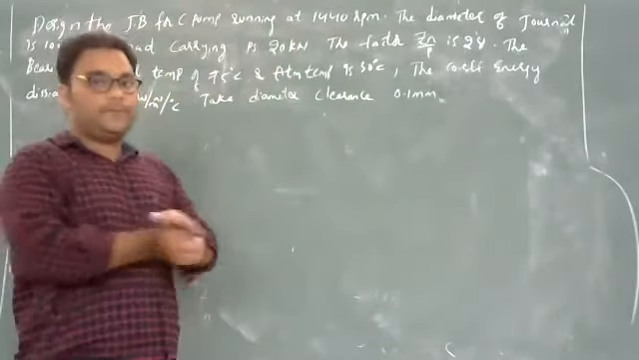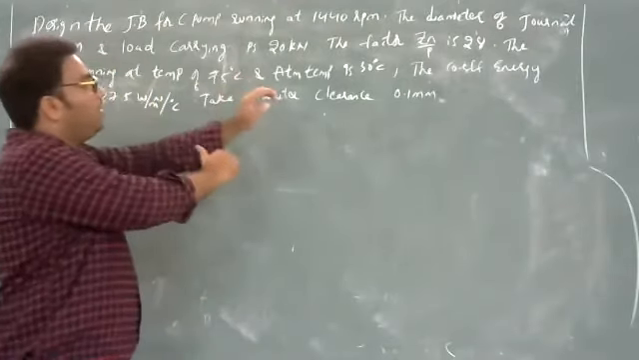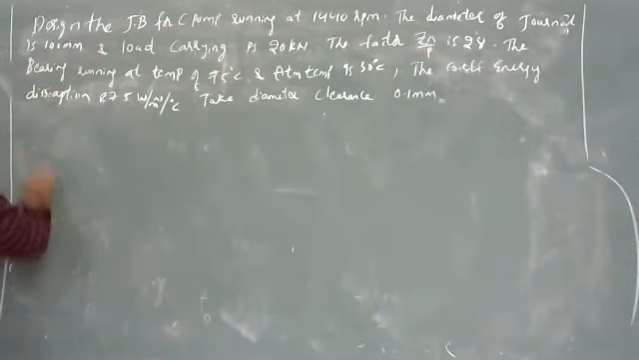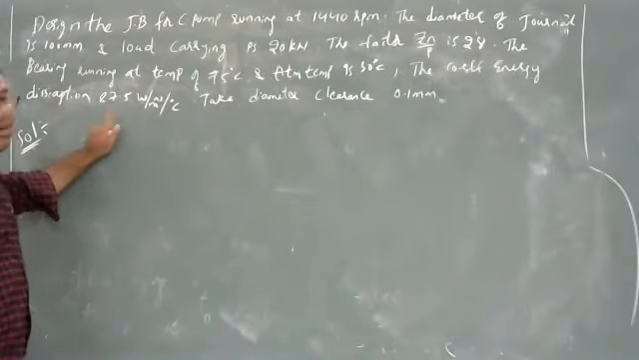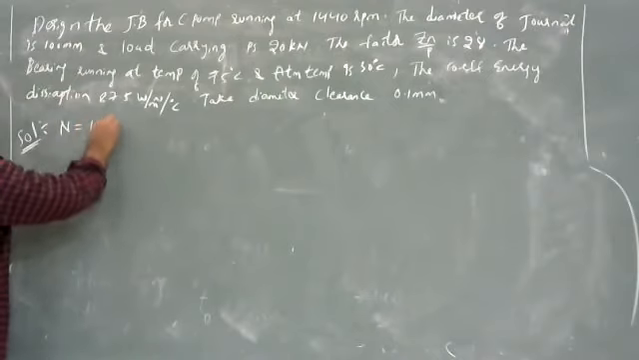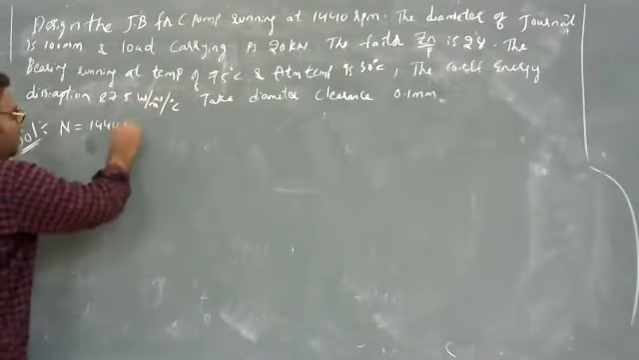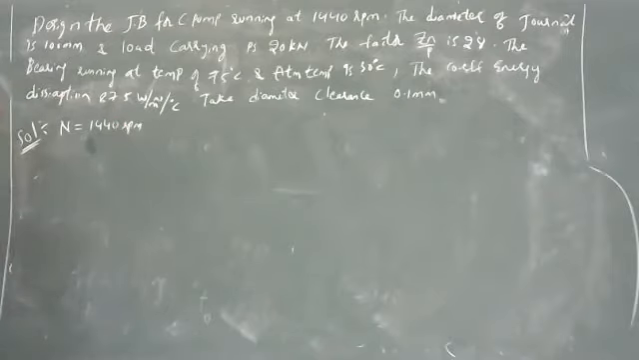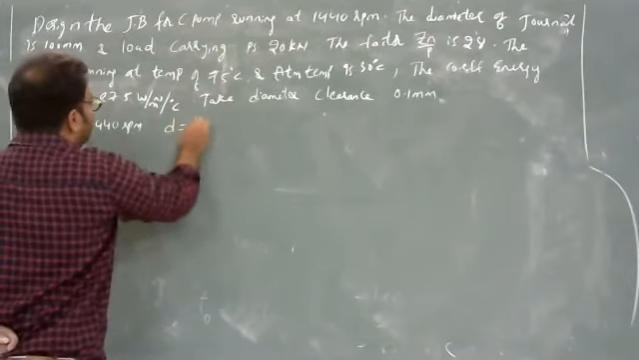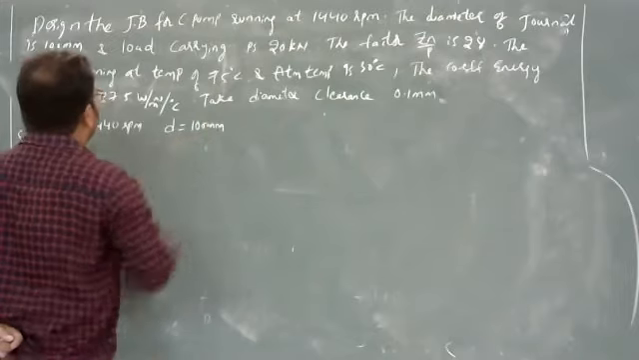So see here. First of all, we write down the solution. So the data for this solution: what is the data mentioned? The N value is given, 1440 RPM. Next, the diameter of the journal is mentioned. That is D, and D is 100 mm.